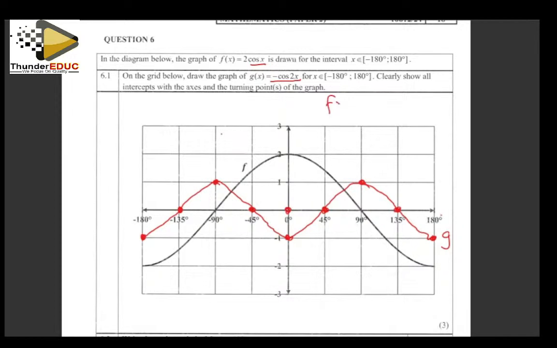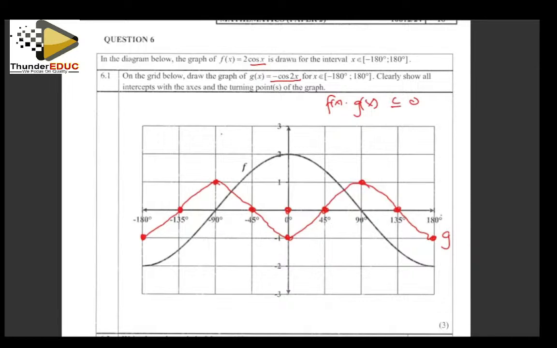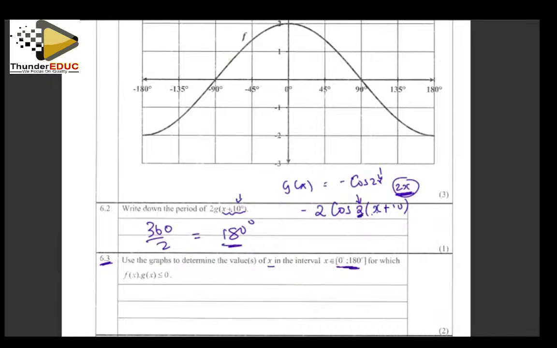They told us f of x times g of x is less or equal to 0. Now, what this means is that either f can be above the x-axis and g can be below. Alternatively, f can be below and g is above. So I can see g is below while f is above just between 0 and 45. So I'll say that 0 is less or equal to x, less or equal to 45. That is scenario number 1.